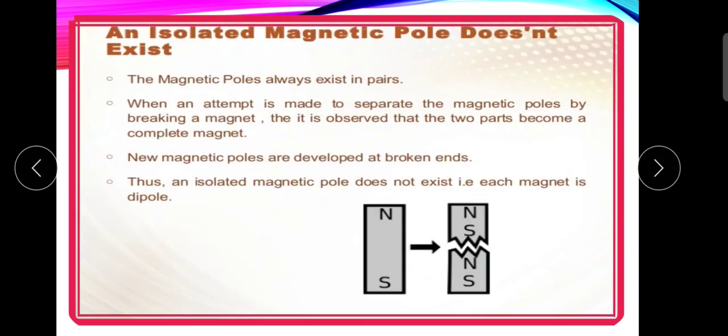Thus, an isolated magnetic pole doesn't exist. Magnetic poles always exist in pairs. When an attempt is made to separate magnetic poles, it is observed that the two parts become completely separate magnets with different poles, and new magnetic poles are developed at the broken end. Thus, an isolated magnetic pole does not exist. That is, each magnet is a dipole.